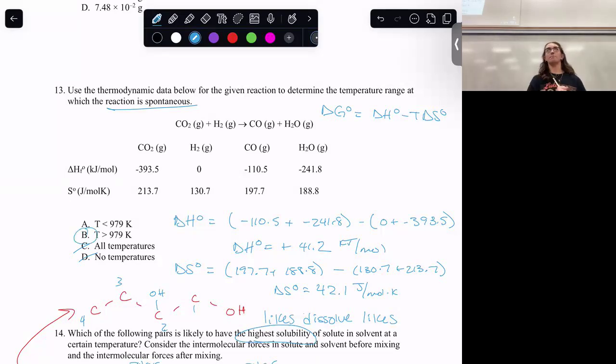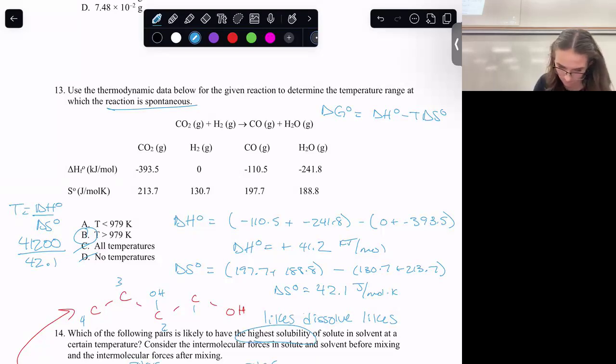And how could you prove that? Yep. We can see that delta H over delta S. So we would say 41,200 over 42.1. And this gets 978.6. So that checks off. Does that help?